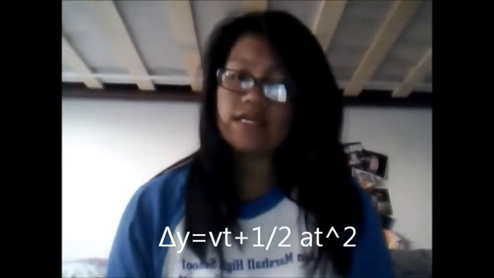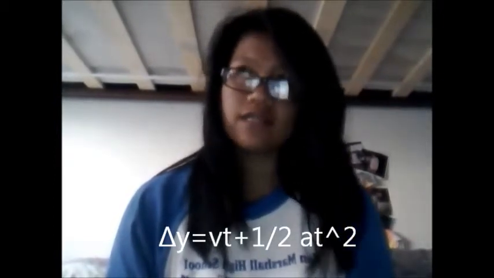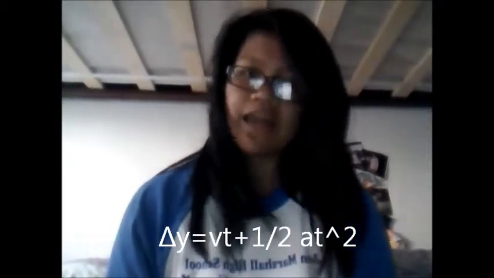So to simplify the analysis of this parabolic motion, we would have to look at the horizontal component and the vertical component of it separately. So let's start off by talking about the vertical component of the parabolic motion. The equation for the vertical component is delta y equals v naught times t plus 1/2 at squared.